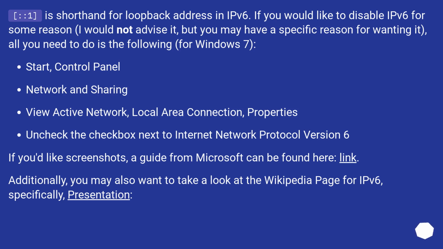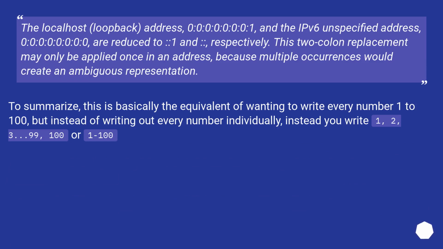Additionally, you may also want to take a look at the Wikipedia page for IP6, specifically the presentation section. The localhost loopback address 0:0:0:0:0:0:0:1 and the IP6 unspecified address 0:0:0:0:0:0:0:0 are reduced to ::1 and ::, respectively. This :: replacement may only be applied once in an address, because multiple occurrences would create an ambiguous representation.